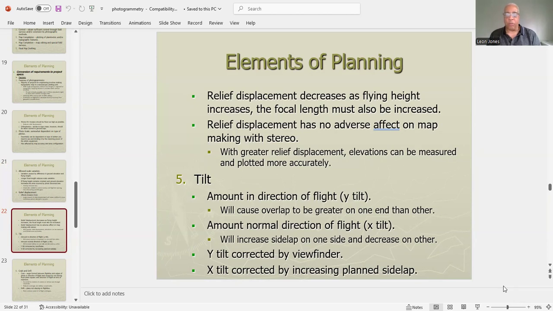Also, relief displacement has no adverse effect on map making with stereo. So with greater relief displacement, elevations can be measured and plotted more accurately.